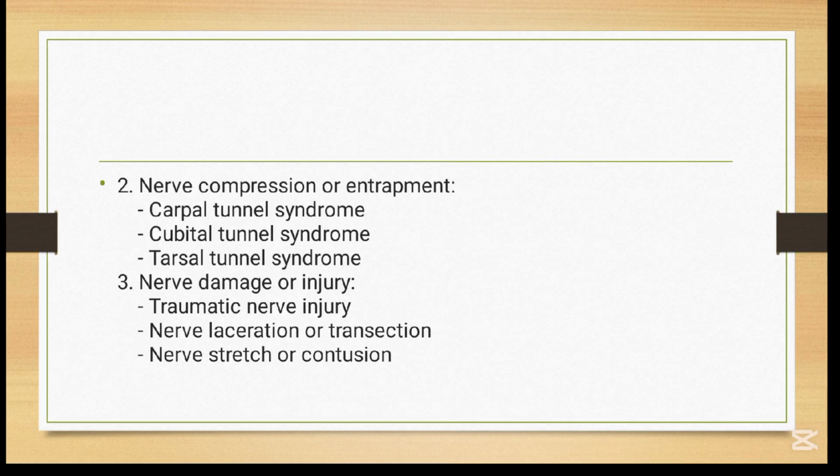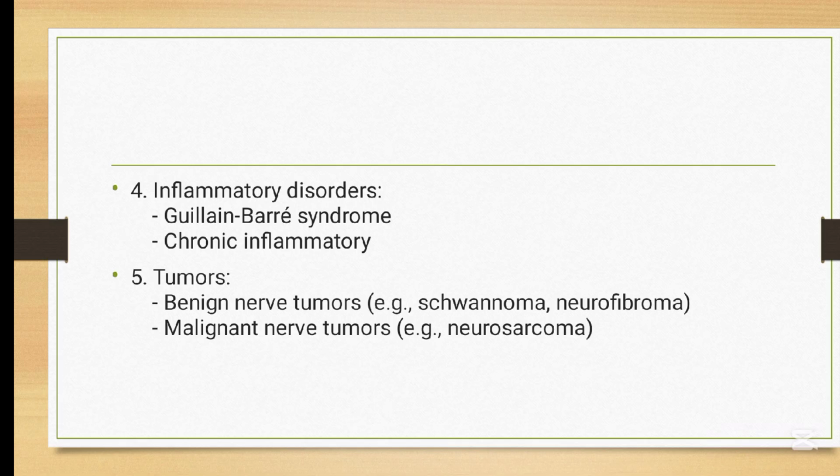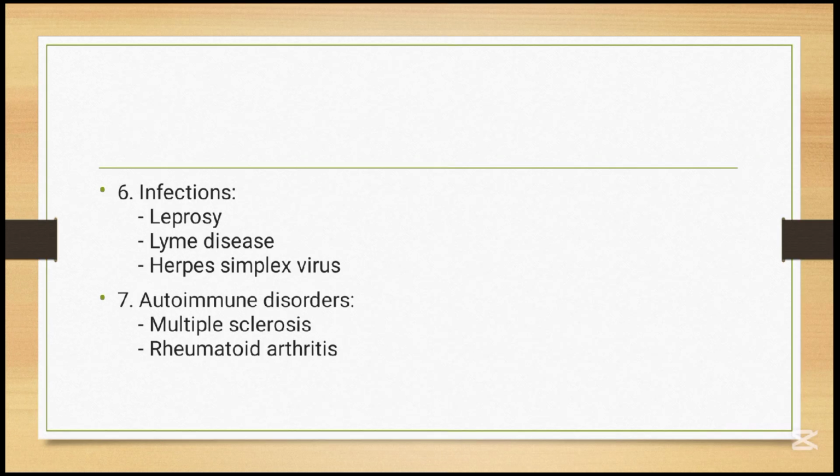Next one is nerve compression or entrapment, carpal tunnel syndrome, cubital tunnel syndrome, tarsal tunnel syndrome. Number 3 is nerve damage or injury, traumatic nerve injury, nerve laceration or transection, nerve stretch and contusions. So these are the injuries we can see in peripheral nerve lesions. Number 4 is inflammatory disorder, Guillain-Barré syndrome, chronic inflammatory. Number 5 is tumor, benign nerve tumors and malignant nerve tumors.